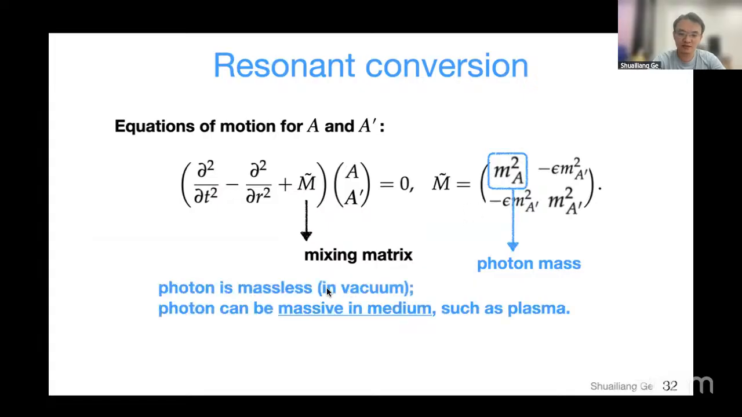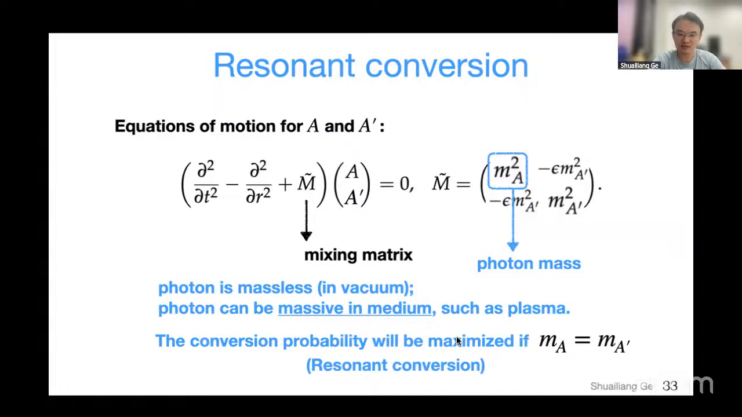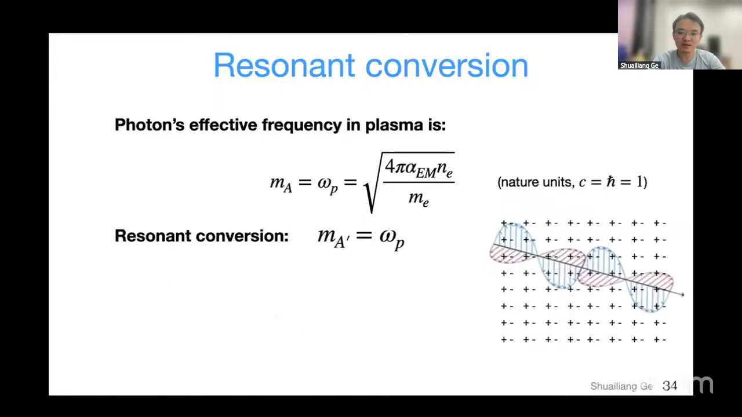We know that the photon is massless in vacuum, but it could be massive in a medium, such as plasma. So in the plasma environment, there's a chance that the photon mass equals the dark photon mass. Then the conversion rate will be maximized, and this is called resonant conversion. So now the question is, where is the plasma? Sorry, I should briefly mention why the photon will acquire an effective mass in the plasma. This is just because of its interaction with the plasma particles, and the effective photon mass is just the plasma frequency. So the resonant conversion is just when the dark photon mass equals the photon mass, which equals the plasma frequency.